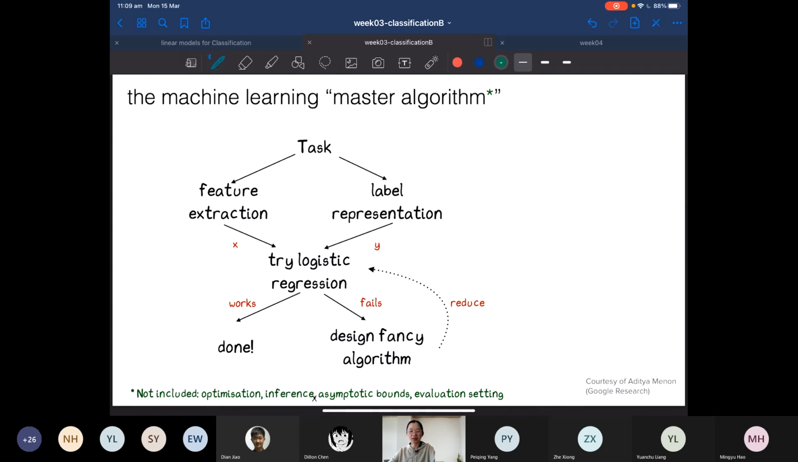If you're given a task, what you do is you represent your labels, you extract features, and then you try logistic regression. Right? If it works, then you're done. Works well enough. Basically, it gives you an intuitive sense of how difficult the problem is out of the box. And it's also quite easy to understand, because there's only one set of linear weights.